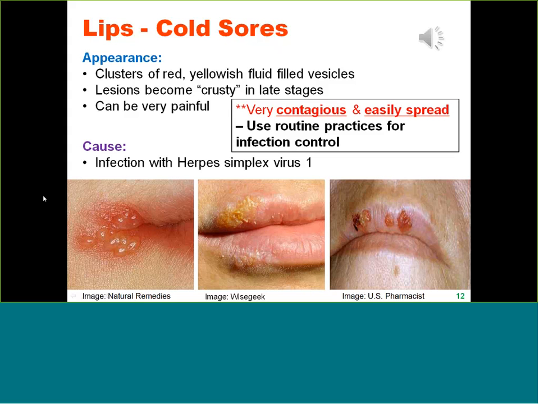It is important to note that cold sores are very contagious and easily spread to other areas of the mouth or to other individuals. Any sore in the mouth should resolve within a week, and if it does not, then it requires further investigation.